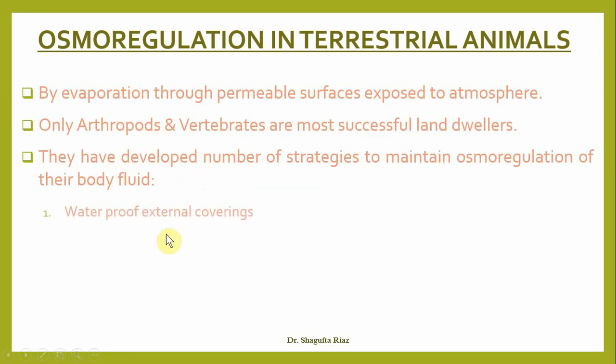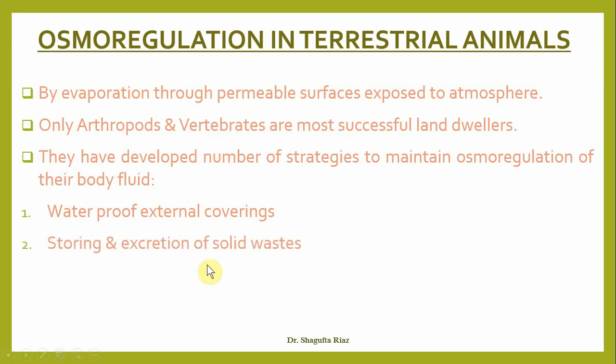And what are those strategies? First, the help of waterproof external coverings. For example, reptiles, birds, and mammals have a waterproof keratinized epidermis, or the outermost layer. Epidermis is the outermost layer. It is waterproof, right? And insects have a cuticle, which is also waterproof. So, in both the animals, what happened? These external coverings help avoid water loss, right?